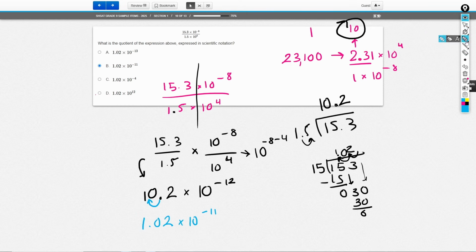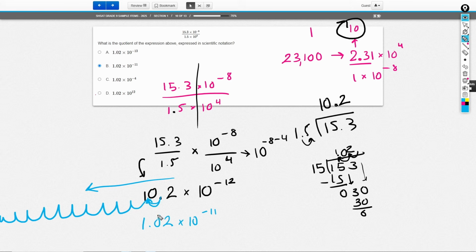Because as of now, when I have 10 to the power of negative 12, that means that I have to move my decimal point 12 times in this direction, right? So 12 times, that's once, 2, 3, 4, 5, 6, 7, 8, 9, 10, 11, 12.